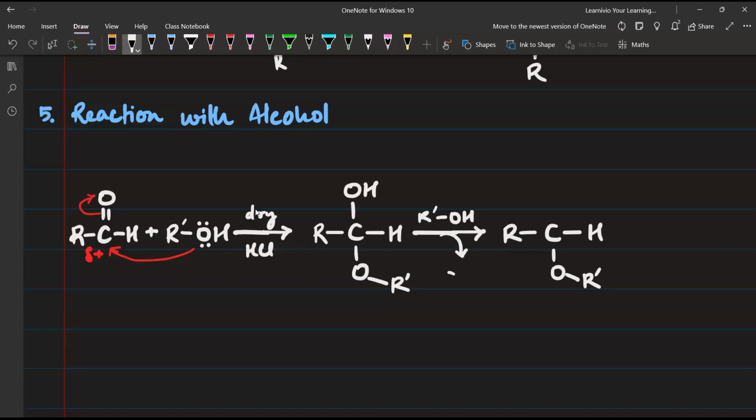Can you see that leaving as water? Yes or no? Please tell me. Yes, sir. One OH, and one more hydrogen will be received, so H2O leaves, and then here also we are going to have OR dash. Now when our molecule is hydroxy alkoxy, that means there is one hydroxy group and one alkoxy group, this is known as hemiacetal. And when both the alkoxy groups are present, then we call it acetal.